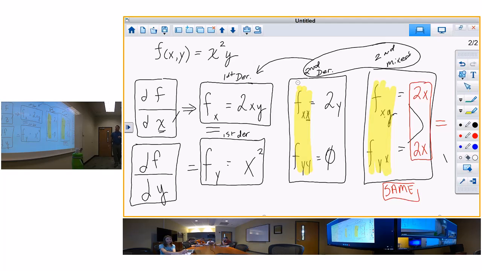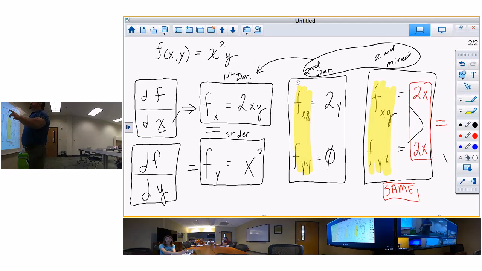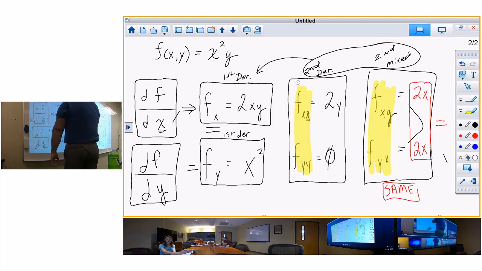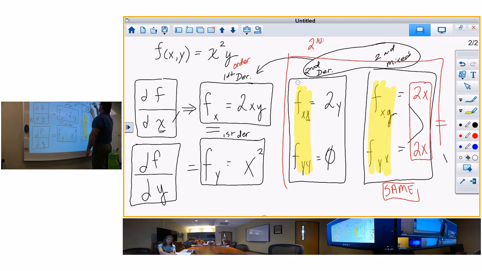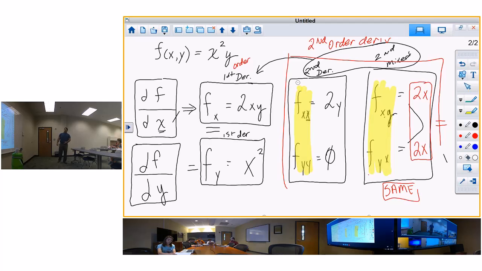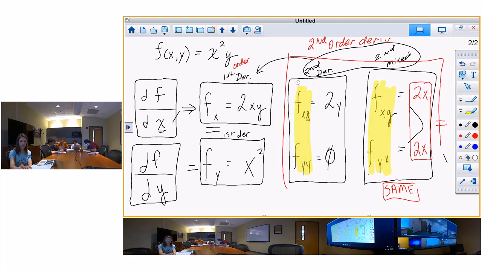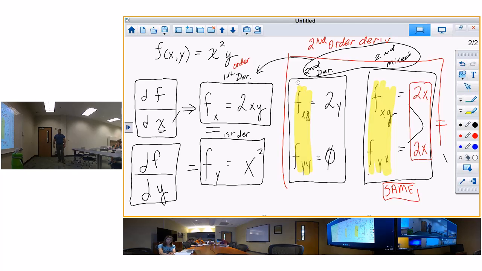Now, again, the first derivative is called the first order derivative. You might want to put that down. First order derivative. This whole conglomeration right here is called the second order derivative. So make sure you can find those first order derivatives and second order partial derivatives. Okay?